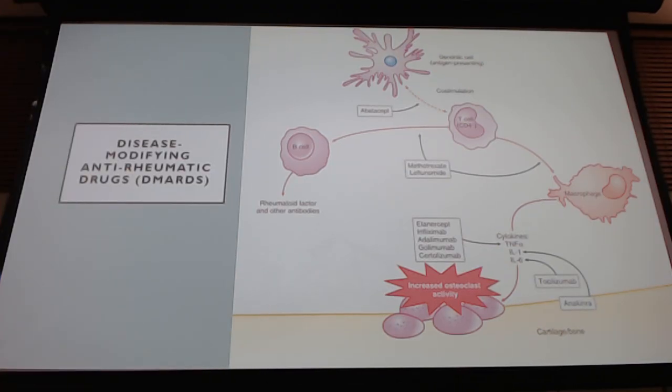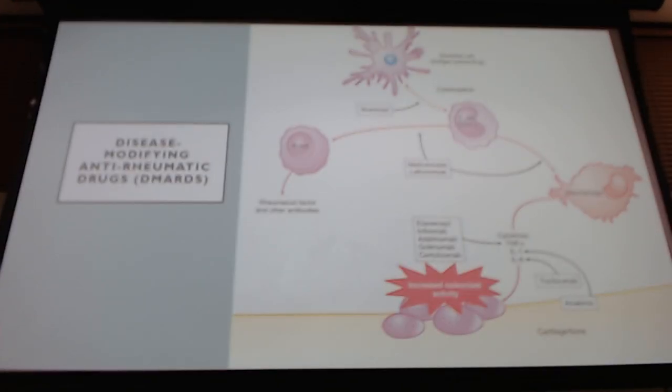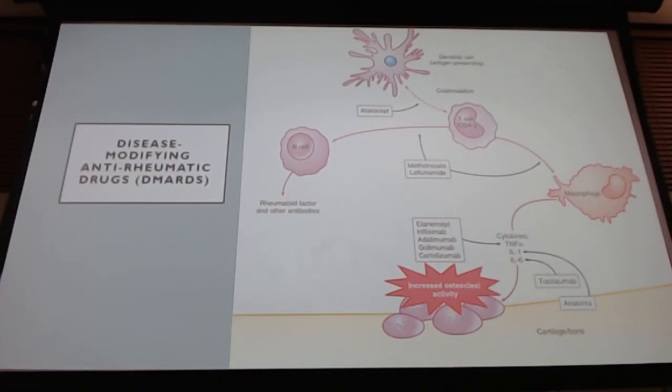To open our DMARD section: what are we using our DMARDs for? RA. And what are they helping us with in RA? Slowing it down, right? It's in our name: disease modifying. So it's trying to slow it down. You'll see that this slide shows what is going on and where your medications can work.